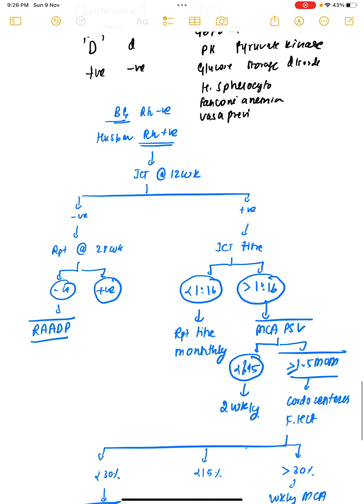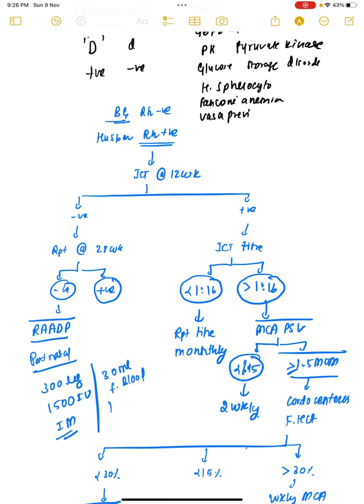And if you have given antenatal anti-D prophylaxis, you are supposed to give the postnatal prophylaxis again. What is the postnatal anti-D dose? The anti-D dose is 300 microgram, that is 1500 international units. How do you give? It is IM. It is sufficient to neutralize 30 ml of fetal blood and 15 ml of fetal RBCs.